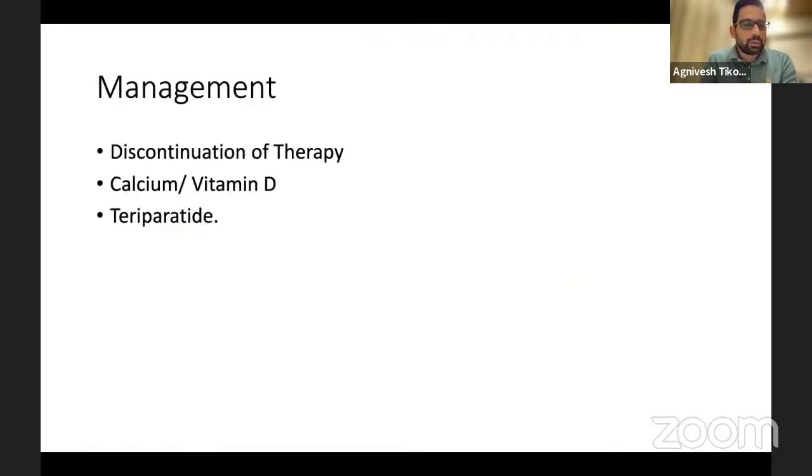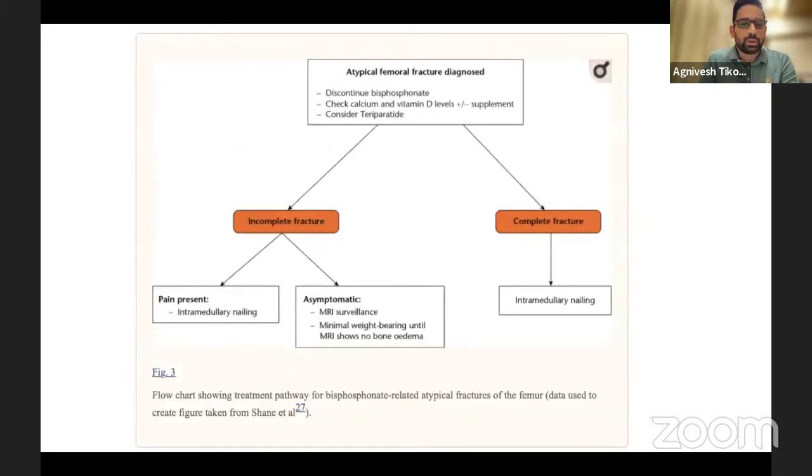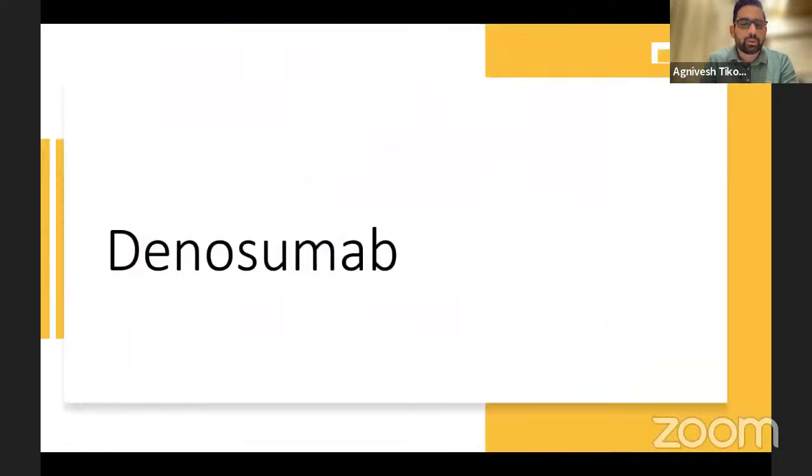Now, if you get these atypical fractures, there's an algorithm for that. For incomplete asymptomatic fractures, you can switch to teriparatide and let it heal. If it's painful, or it's a complete fracture, then you need to fix it. So this you should remember.